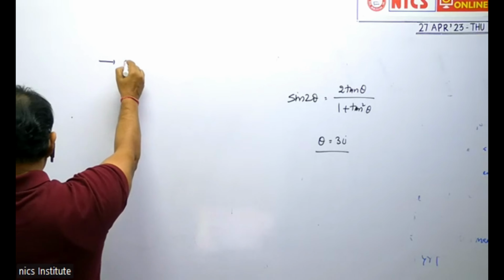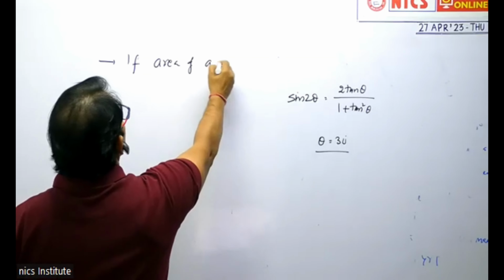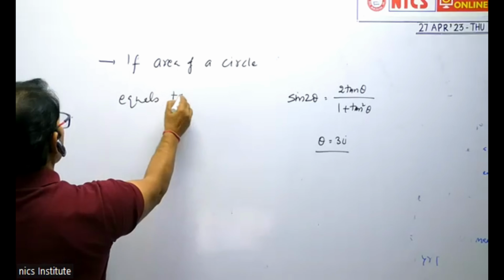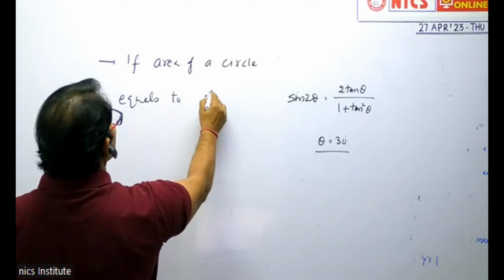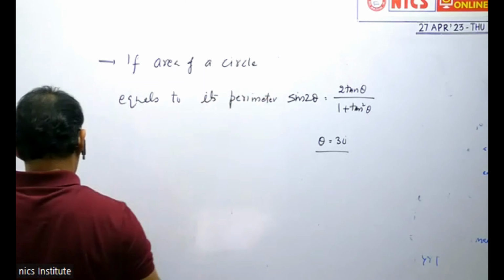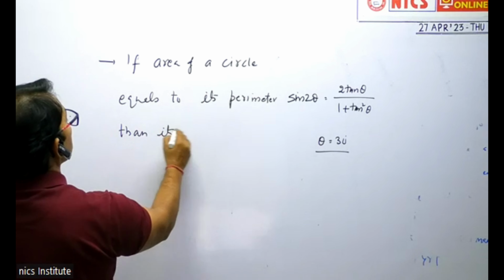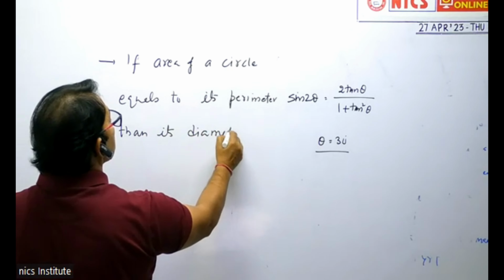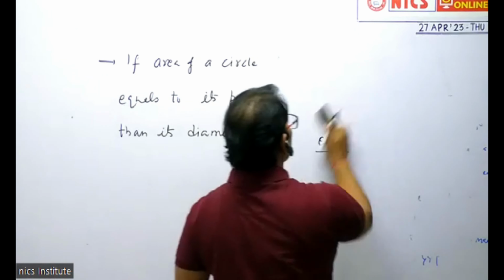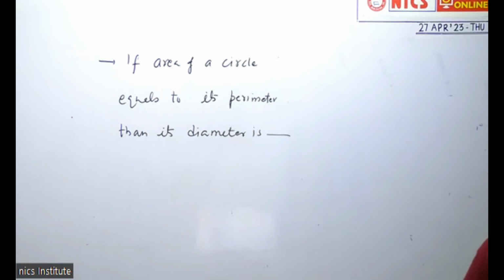Questions, I'll discuss questions with you now. If area of a circle equals its perimeter, then its diameter is. All these are previous NATA questions. Simple. Hardly take a minute and answer this. Not even a minute.